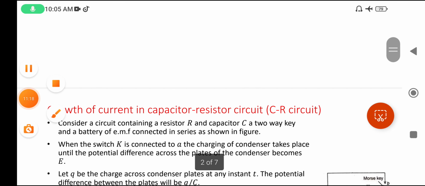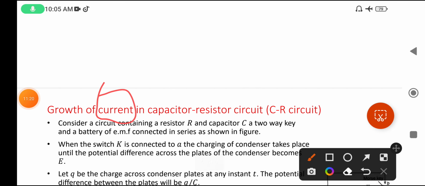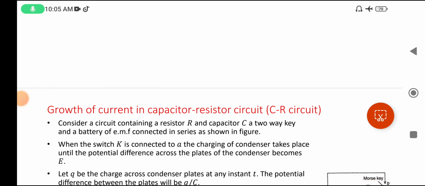But before that, please make it correct: in the place of current, write charge only.